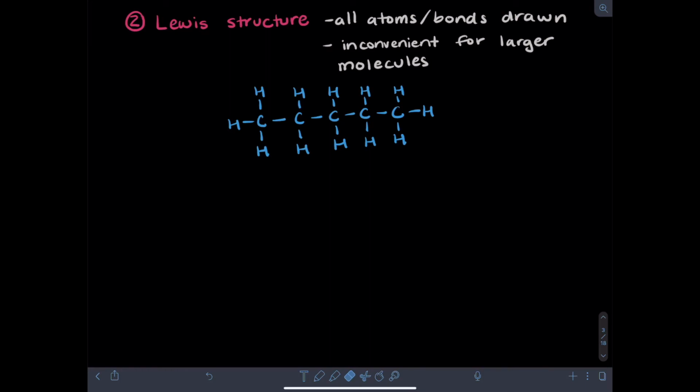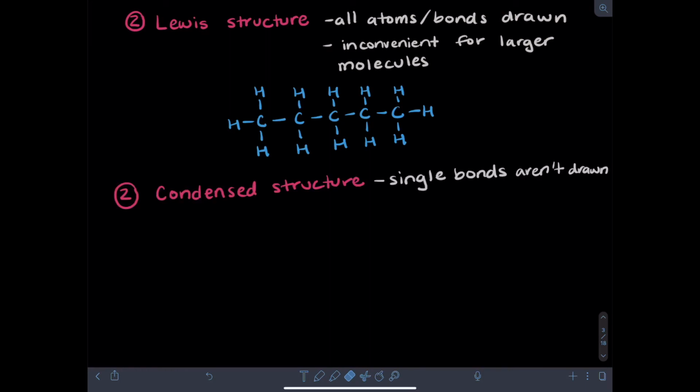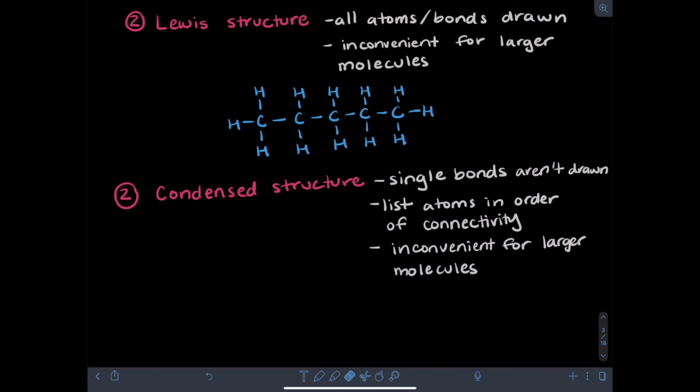As you write this molecule out in your notes, you're going to notice that it takes a fair bit of time to draw it out. A third type of representation is known as a condensed structure. Here, you don't draw out single bonds. What you do is you list the atoms in order of their connectivity. And although this is slightly faster than a Lewis structure, I still think that it's inconvenient once you have more than a few atoms. So I'll show you an example writing a condensed structure for the 5-carbon molecule whose Lewis structure is drawn at the top.